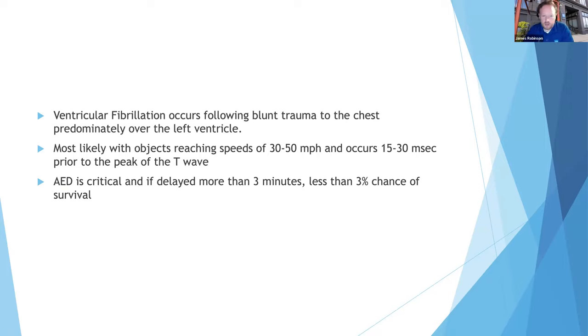It's most likely with objects reaching speeds of 30 to 50 miles per hour, and it occurs around 15 to 30 milliseconds prior to the peak T wave. That's the golden window for commotio cordis to occur. Because commotio cordis is a ventricular fibrillation, defibrillation is key to survival, and so an AED is critical. If defibrillation is delayed more than 3 minutes, the chance of survival is less than 3%.